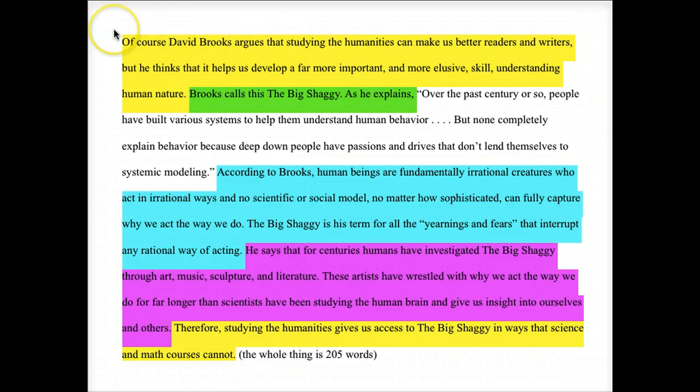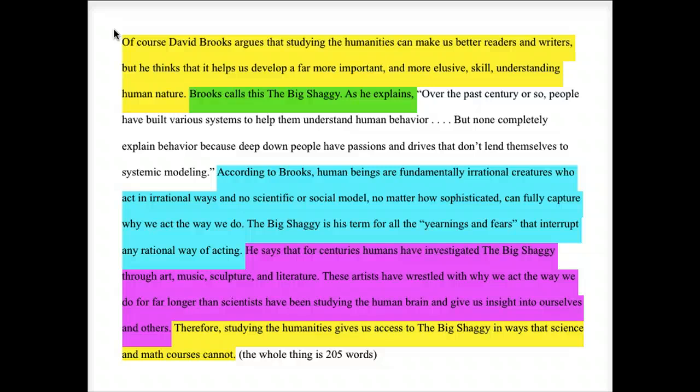So the whole thing goes like this. Of course, David Brooks argues that studying the humanities can make us better readers and writers, but he thinks that it helps us develop a far more important and more elusive skill, understanding human nature. Brooks calls this the Big Shaggy. As he explains, quote, "Over the past century or so, people have built various systems to help them understand human behavior."